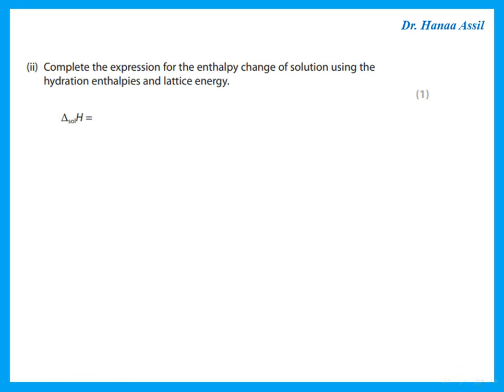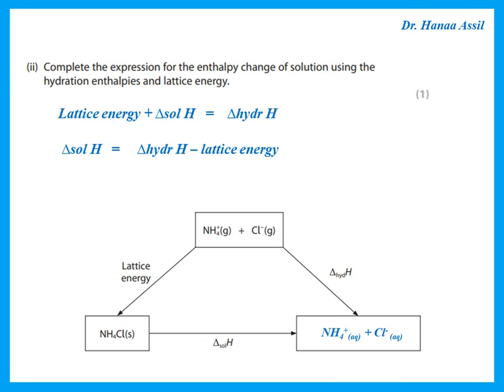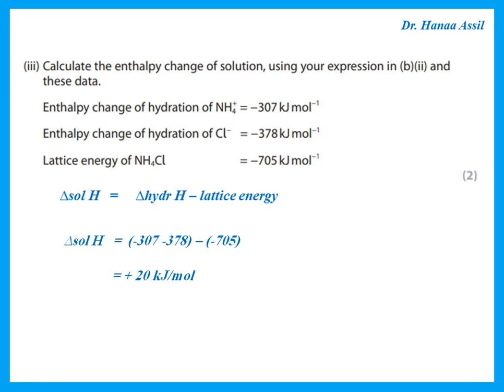Complete the expression for the enthalpy change of solution. So how do we get the enthalpy change of solution? You should realize, looking at the direction of the arrows, that the lattice energy plus delta H of solution gives you delta H of hydration. So he wants the delta H of solution. Delta H of solution would be the delta H of hydration minus the lattice energy. Calculate the enthalpy change of solution. So we already decided that this is the equation. Now we just put the numbers in there and we get delta H of solution of plus 20 kilojoules per mole.